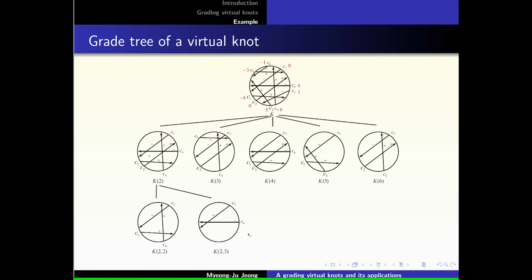And here is the grade 3 of a virtual knot. In this diagram, the number denotes the degree of the chord, so K2 is obtained from K by removing all chords whose degree is odd. So we get a diagram like this one, and similarly K3 is obtained from this diagram by removing all chords whose degree is not a multiple of 3, and so we get a diagram like this one, and so on. So we can see a relationship between virtual knots.